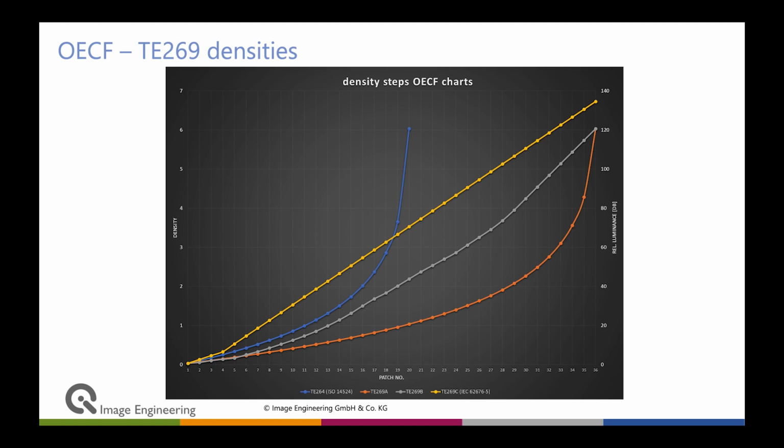So might not be the best choice for that. Which is the TE269B or C, where we have 36 patches. And then we have made sure that you have enough patches to do a proper measurement. Especially the TE269C is also following an IEC security camera standard, so that you have a linear spacing in dB and we reach up to 134 dB. So a huge dynamic range of a test target.